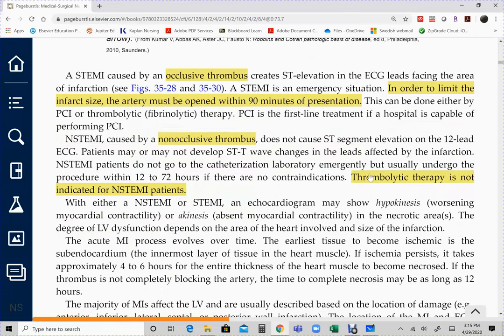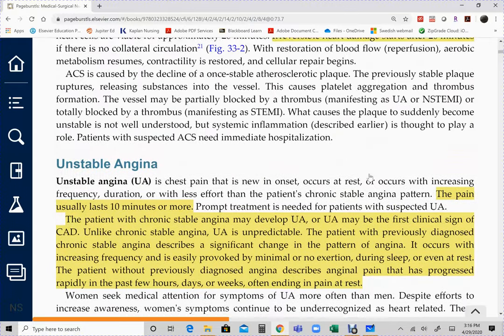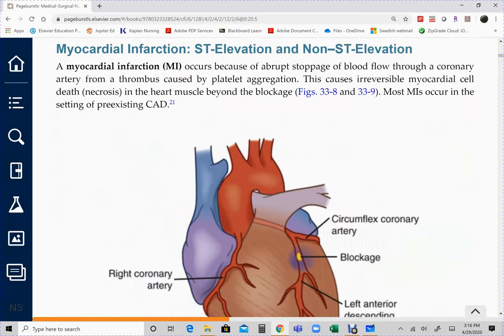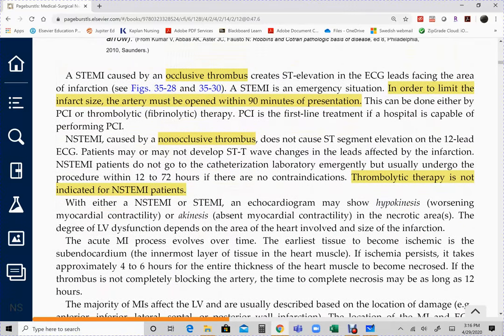All right, here are the differences. The gold standard is, because of the fact that irreversible heart damage starts after 20 minutes, our aim is to decrease the amount of damage to the myocardium, meaning we allow most of it to recover if we open the artery, or revascularize the artery and therefore the myocardium, within 90 minutes of presentation.